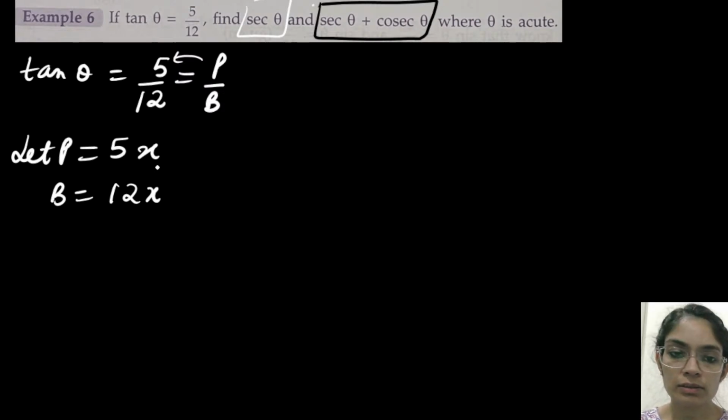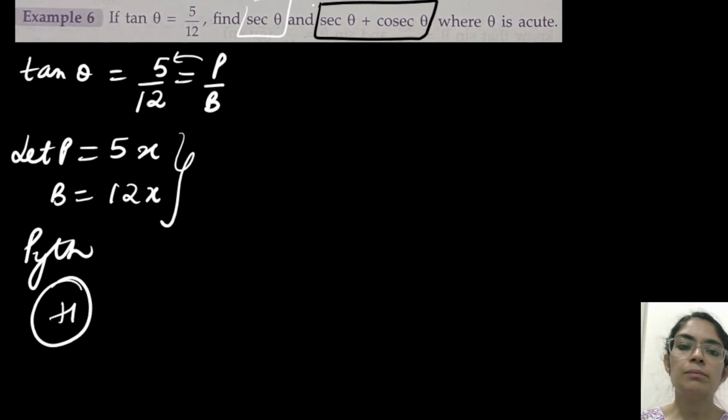When you are solving these types of questions, you have to use the Pythagoras theorem to find the value of the hypotenuse. Because we get the same Pythagorean triplet in each and every question, I am just skipping it. We find the hypotenuse is 13x. I hope in the exam you will not write it directly; here I am just writing it because of the same triplet. Now we have all three: perpendicular, base and hypotenuse.